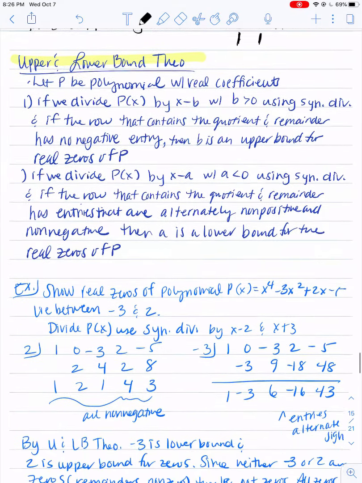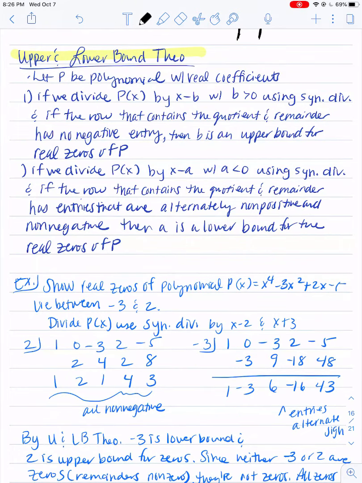So we have our upper and lower bound theorem. So we have P as our polynomial. So if we divide P of x by x minus B with B greater than 0 using synthetic division, and if the row that contains the quotient and remainder has no negative entry, then we can say that B is an upper bound for real zeros of P.